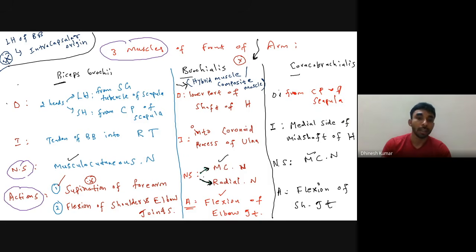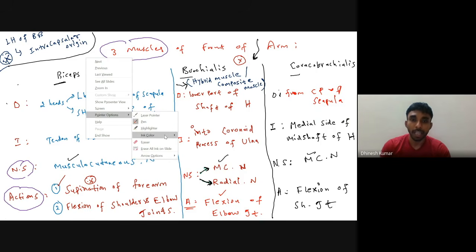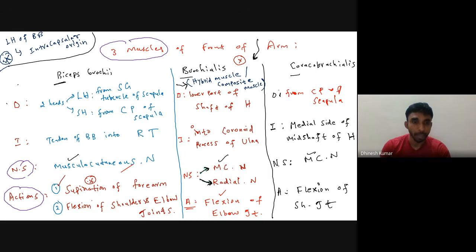Fine. Now coming to the actions of the three muscles of the front of arm. Biceps brachii causes flexion. Why is it called the flexor compartment? Because all these three muscles have the common action of flexion. And in which joint they cause flexion, that we have to keep in mind. Biceps brachii crosses the shoulder joint as well as the elbow joint, so it causes flexion of both. But brachialis crosses only the elbow joint, so it causes flexion of only the elbow joint.